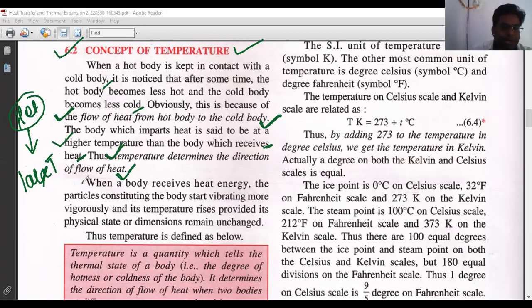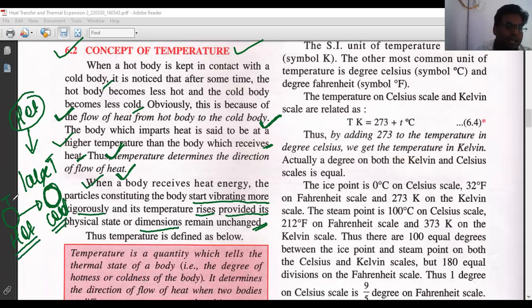When a body receives heat energy, the particles constituting the body start vibrating more vigorously and the temperature rises, provided its physical state or dimension remains unchanged. So when the hot body provides energy to the cold one, the temperature of the cold one increases as it gets more energy from the hot one. Due to the temperature difference, heat flows from the hot body to the cold one.